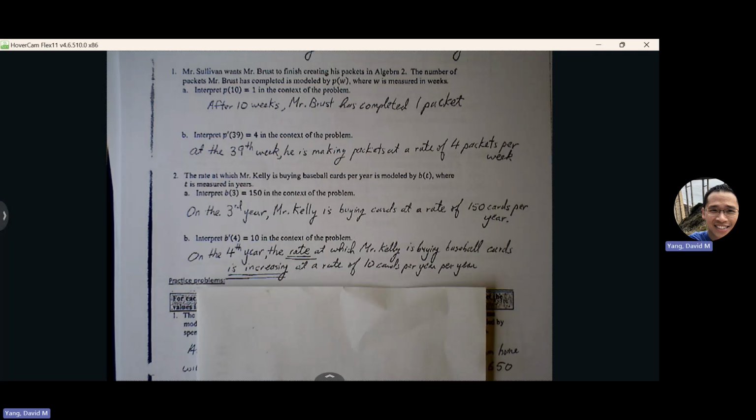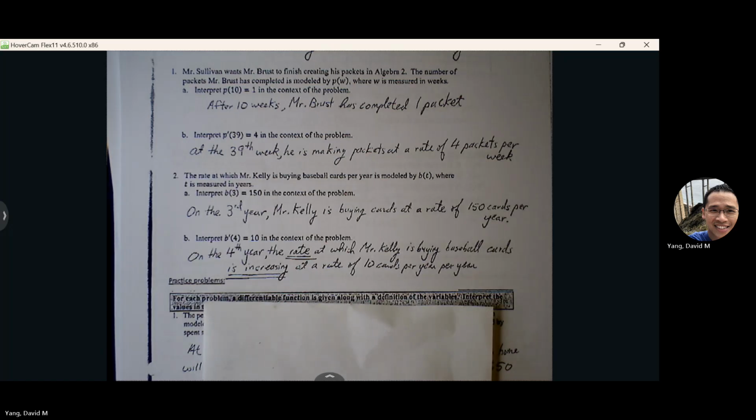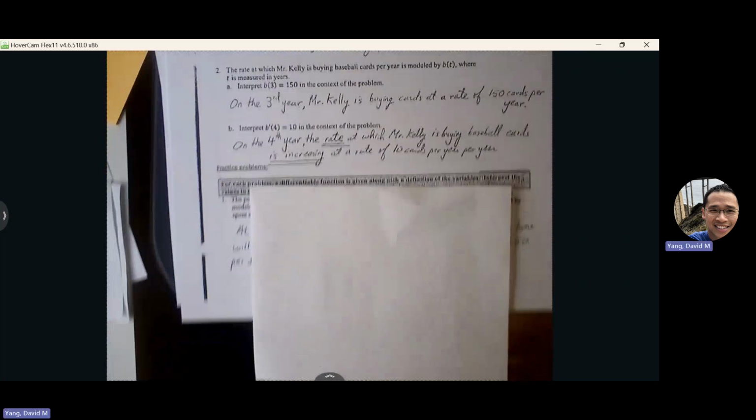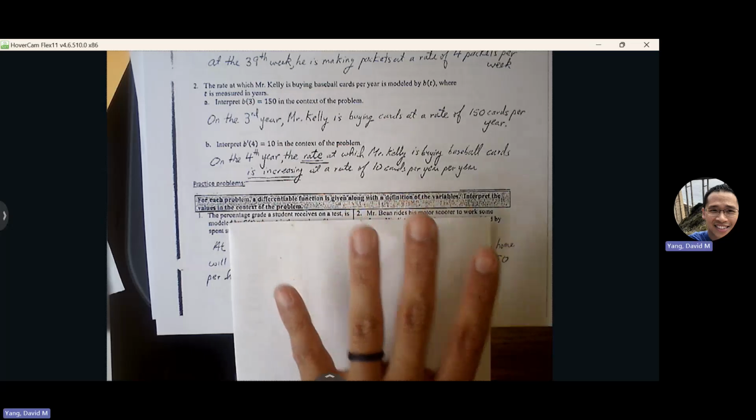On the fourth year, the rate at which Mr. Kelly is buying baseball cards is increasing by 10 cards per year squared, or 10 cards per year per year. Okay, try 1 and 2, see if you can write out the meaning of those notations.